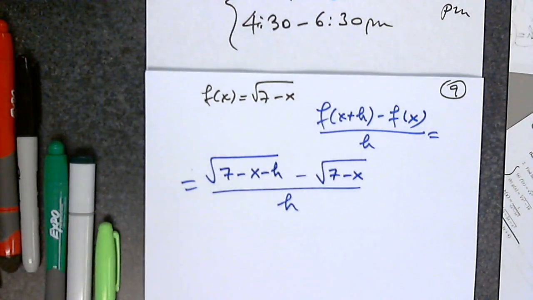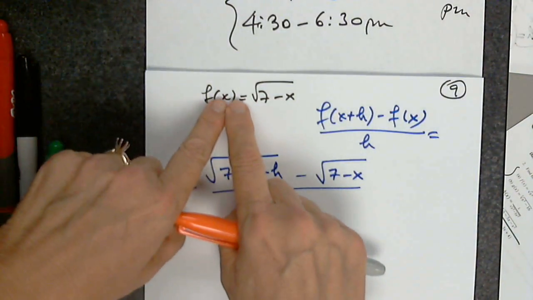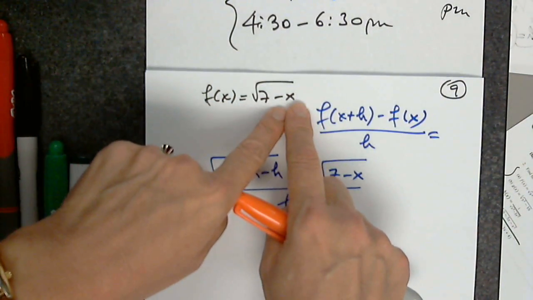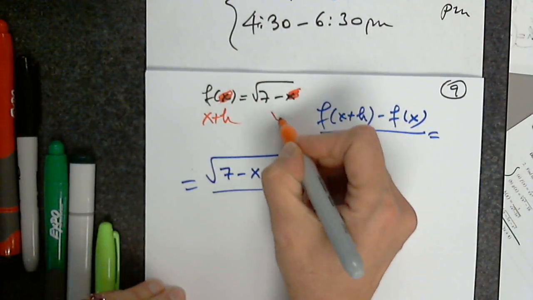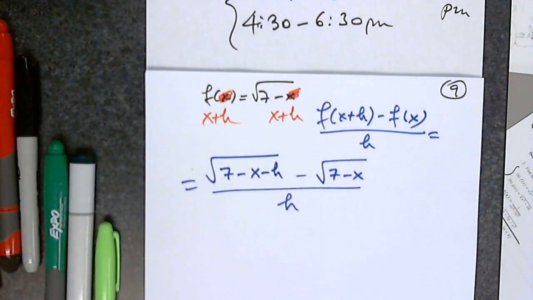Good. So what do we do? Any suggestions on how to simplify this? Can we back up a sec? How do we get the 7? f of blah equals 7 minus blah. So if I put in here x plus h, then I have to put in here x plus h, and I have to distribute -1. Okay, I got you. Good.